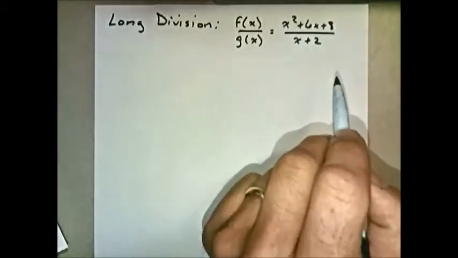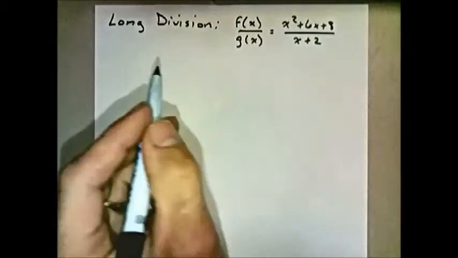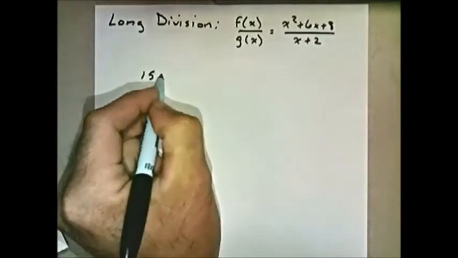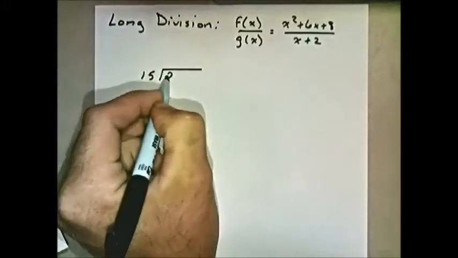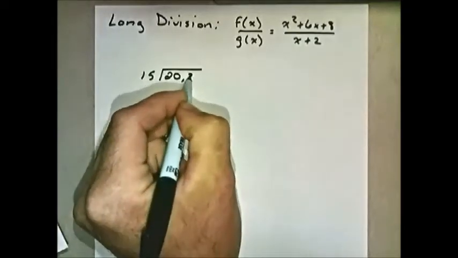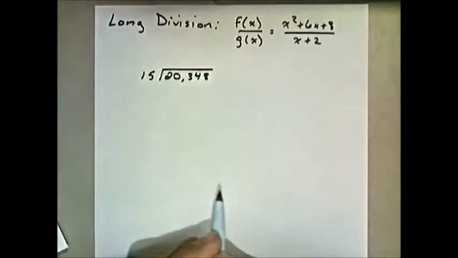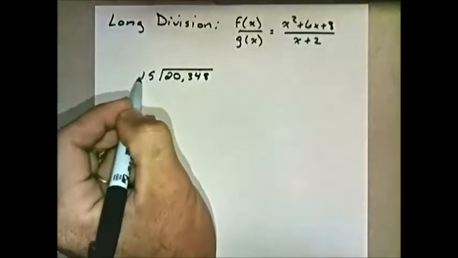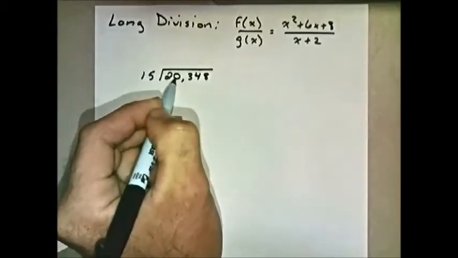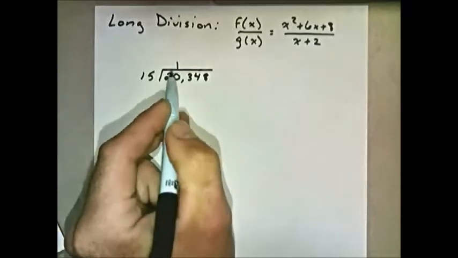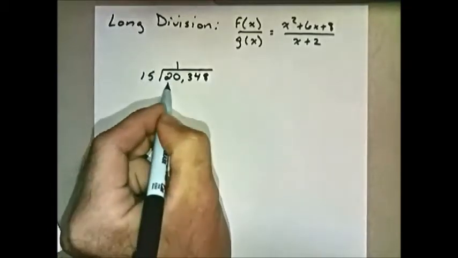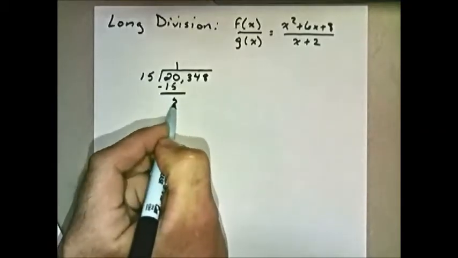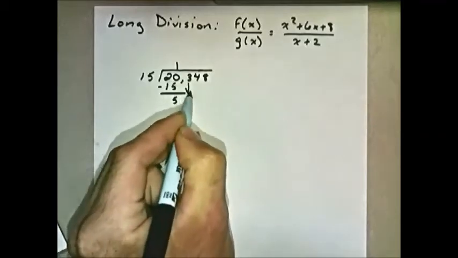Before we get into polynomial long division, let's recall numeric long division. Let's say we want to take 15 and divide it into 20,348. To use long division, we ask ourselves, how many times does 15 go into 20? In this case, it's one time. Take our 1, multiply it to 15, we get 15, and we subtract. 20 minus 15 gives us 5, and we bring down the 3.